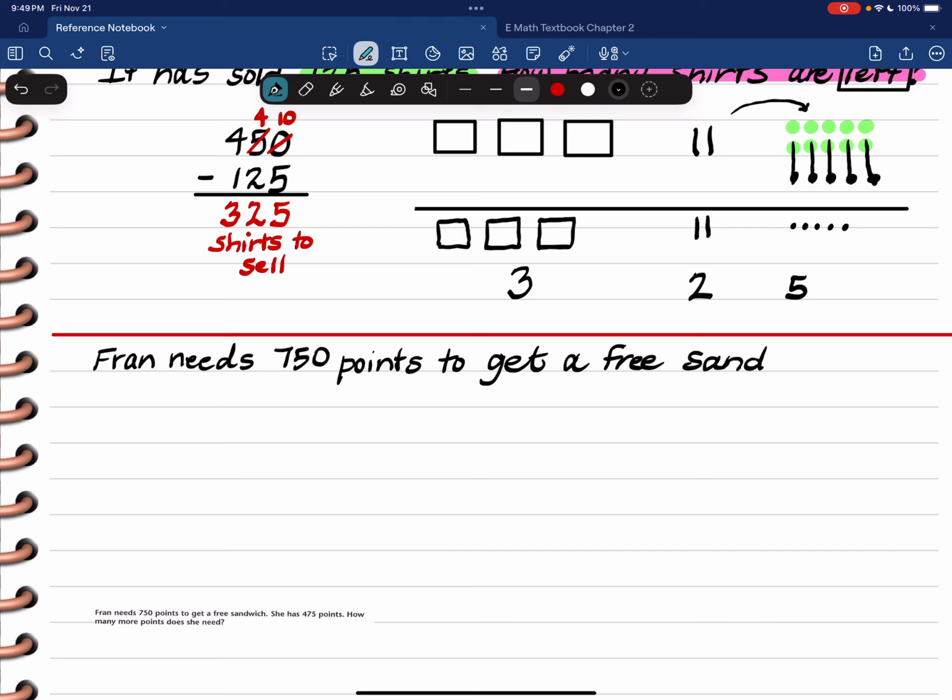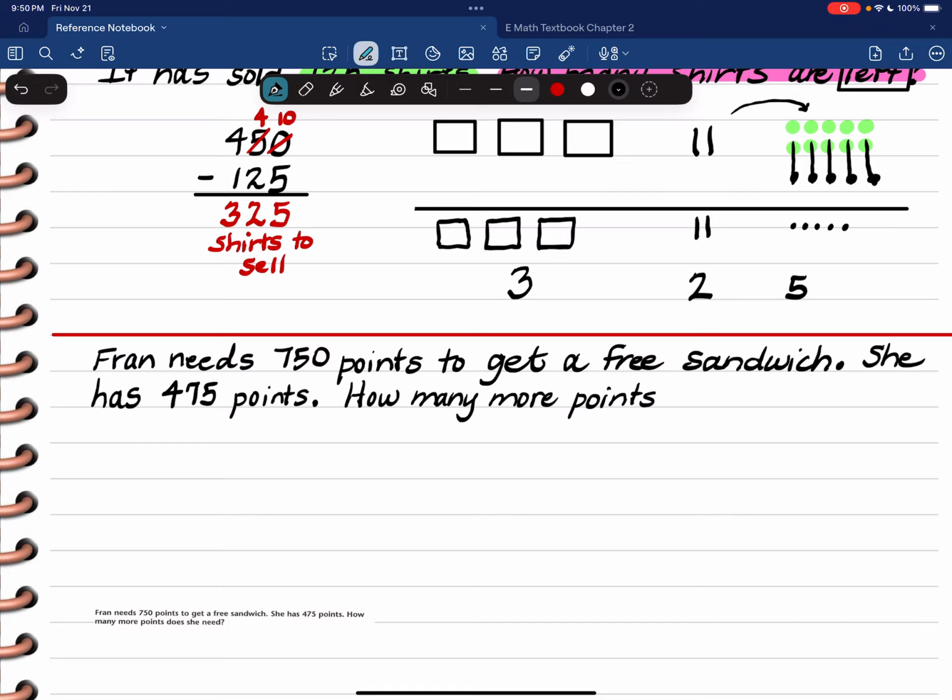End of sentence. She has 475 points. End of sentence. Here comes the question. How many more points does she need? Question mark.